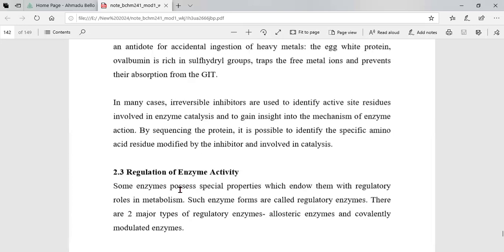So in many cases, irreversible inhibitors are used to identify active site residues involved in enzyme catalysis and to gain insight into the mechanism of enzyme action, by sequencing the protein. You remember sequencing that we talked about, knowing the individual amino acids that make up that protein. So by sequencing the protein, it is possible to identify the specific amino acid residues that are modified by the enzyme inhibitor and which are involved in the catalysis.